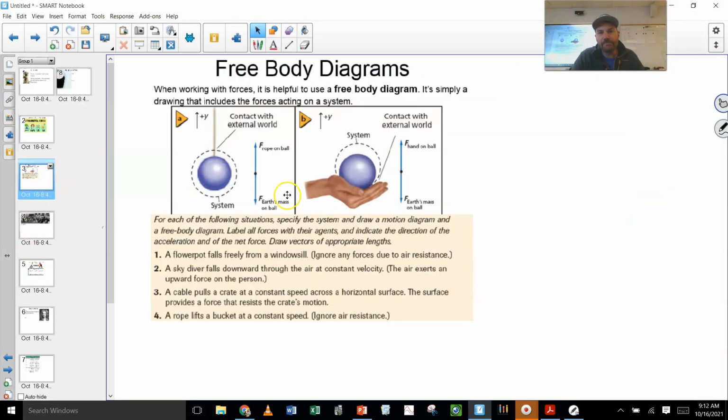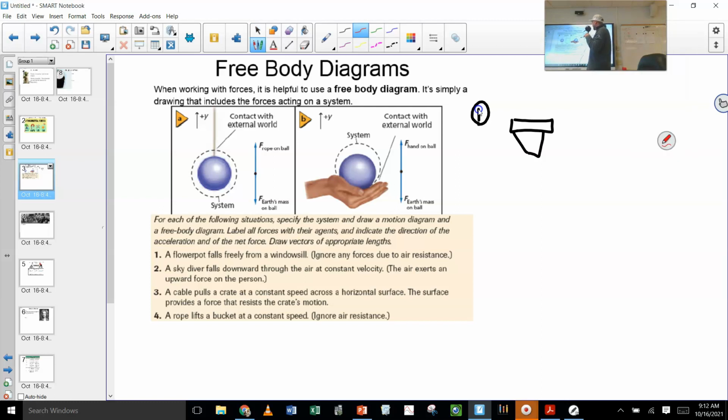A free body diagram is a picture. It's a drawing that includes forces acting on a system. So I'm going to do a couple of examples here. Number one, it says a flower pot falls freely from a windowsill. Here's a flower pot, and I like to draw my forces with red a lot of times. So then you label what forces are acting on it.